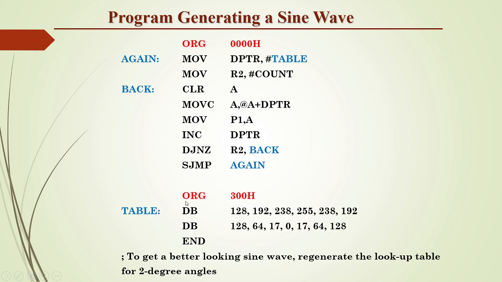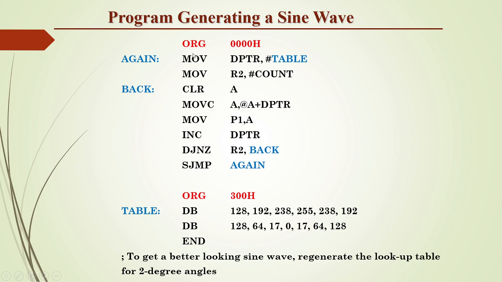Look here, ORG 300H. We have defined a table using the data directive, data byte. Here we have put all the values that we have calculated from 0 to 360 degrees with a 30-degree interval in the table. The starting address of this table is 300H. That means at the initial address we have the value 128, then at the address 301 we have the value 192, like this. So this is the table.